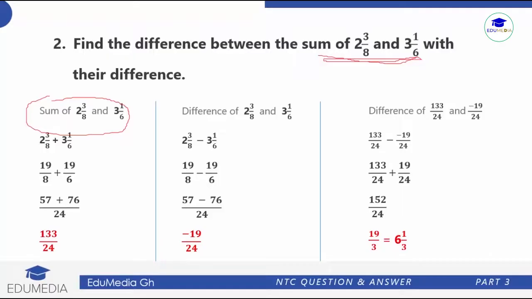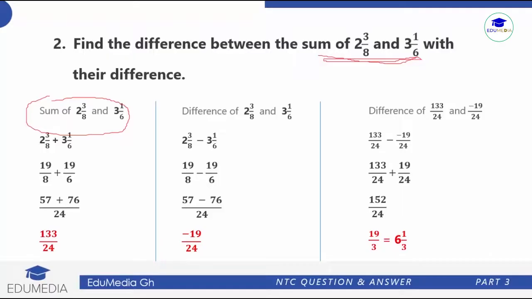Okay, so looking for the sum of these two, we take 2 whole number 3/8 plus 3 whole number 1/6. These are mixed fractions, so converting them to improper fractions, we get 19/8 plus 19/6. That's 8 times 2 plus 3, and 6 times 3 plus 1, that gives us the 19. So we look for the LCM here, that's 24, the least common multiple of 8 and 6.